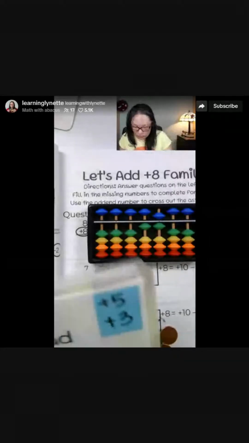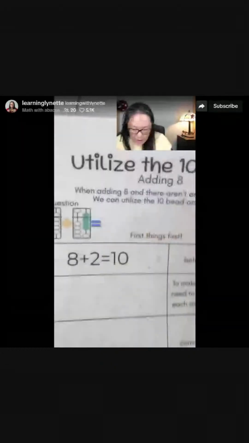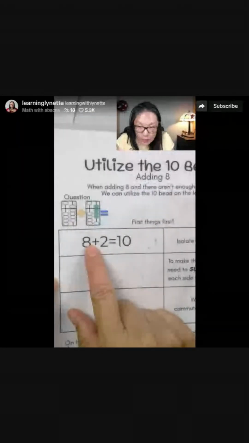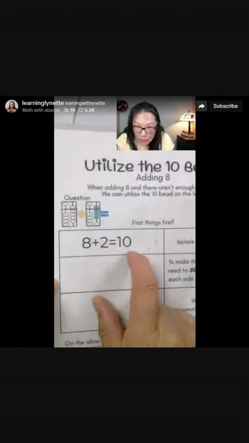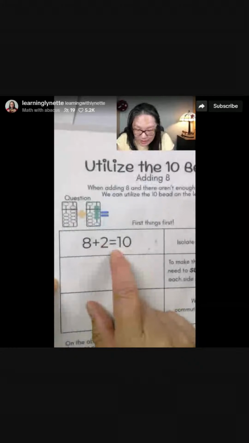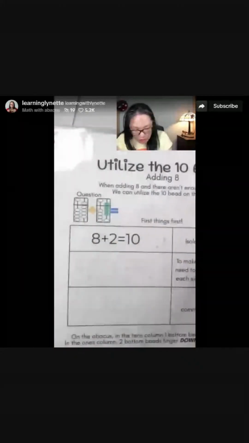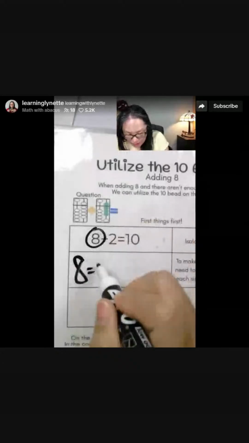So what did I just do? We had this number sentence, this addition sentence: 8 plus 2 is equal to 10. We modified this, right? We're going to isolate the variable. The variable that we're isolating is the 8. So it's 8 is equal to 10 minus 2. We took this and we substituted it for 8.